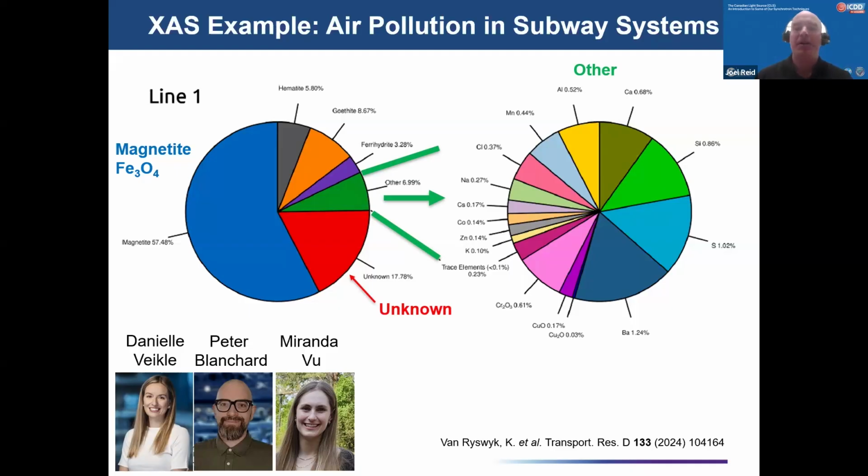But they were able to compare both subway lines. Line 1 shown here is the Young University line, and you can see that the dominant component is magnetite. They were even able to use a chemical mass balance analysis to estimate the contribution from individual sources to the fine particulate matter on both subway lines.